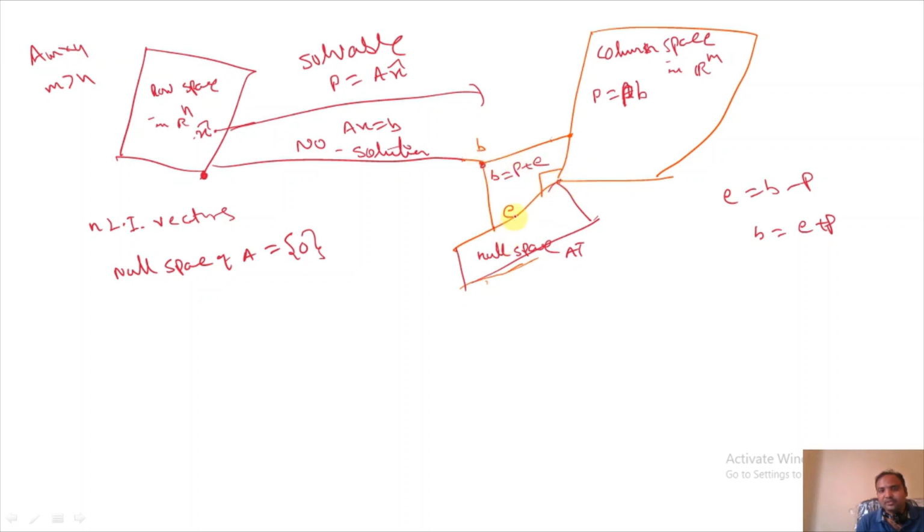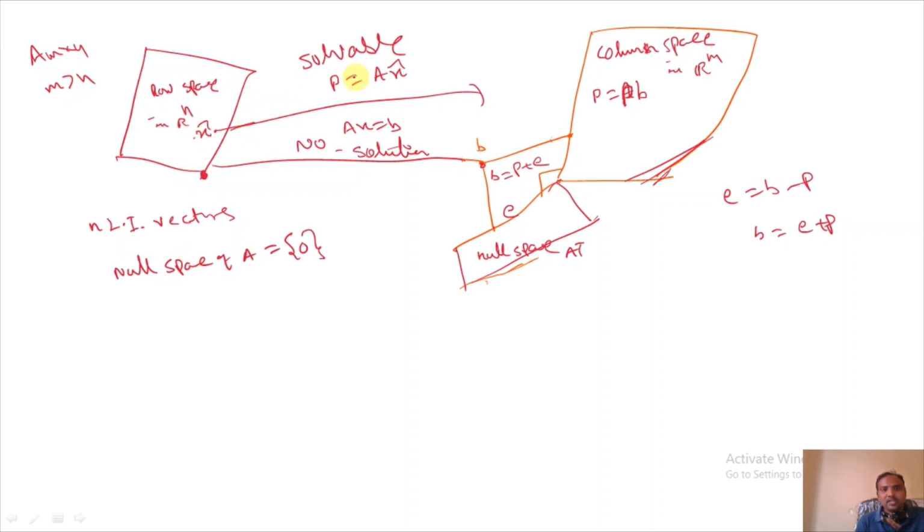When that error approaches 0, b lies in the column space. That means this system has a solution. This is just the row space, only that we take n linearly independent vectors. That means the null space is only the 0 vector. Only 0 is common to the row space and the null space.